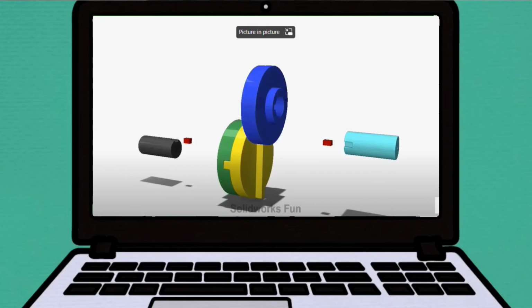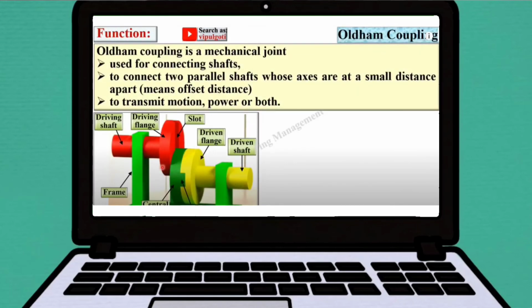Oldham couplings are a three-part coupling. It has two hubs and one disc. It connects two shafts with two different axes. The Oldham coupling is composed of a driving shaft, driving flange, driven shaft, driven flange, central flange, slot, tongue, and frame. The main function of the Oldham coupling is for connecting parallel shafts whose axes are at a small distance apart. It means that it has an offset direction or distance to transmit power or motion.